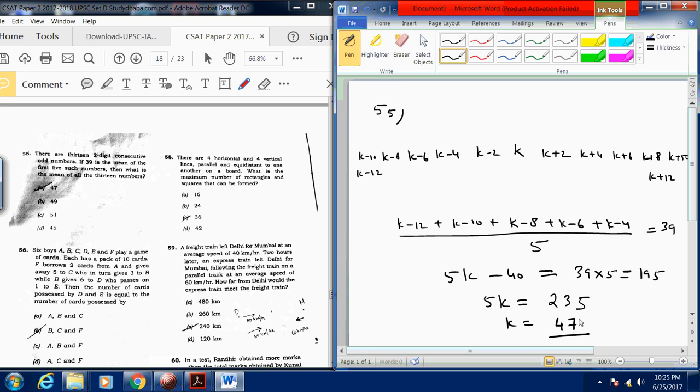What is the mean of all the 13 numbers? Now you can see the mean, since the numbers are distributed symmetrically on both sides, all these will cancel, plus 2 minus 2 and so on. The mean will be the center number, that is k. So k is the mean. So the answer is 47.